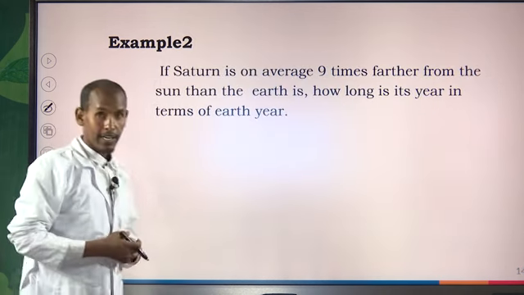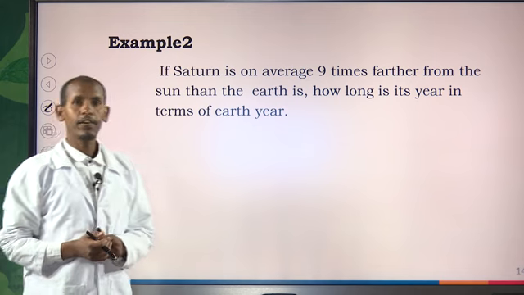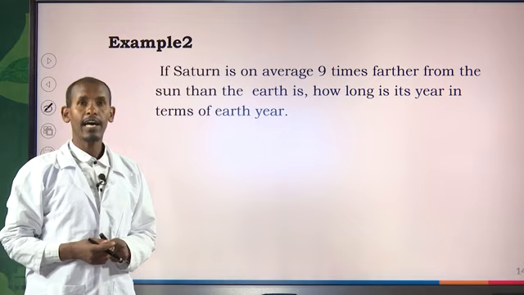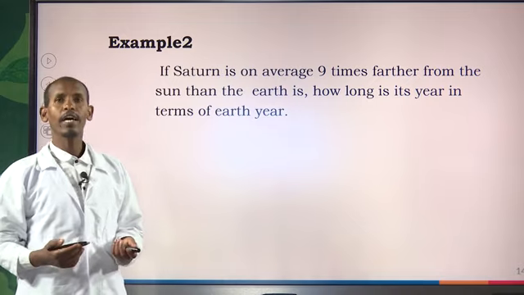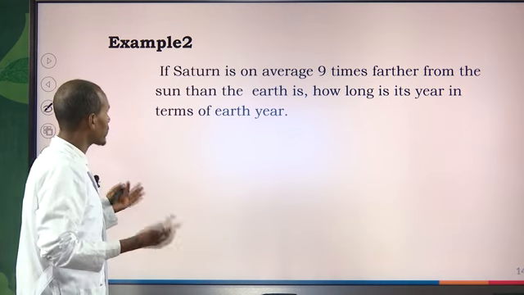Let's do the second example. If Saturn is on average 9 times farther from the sun than the Earth, how long is its year in terms of Earth years? How many times?